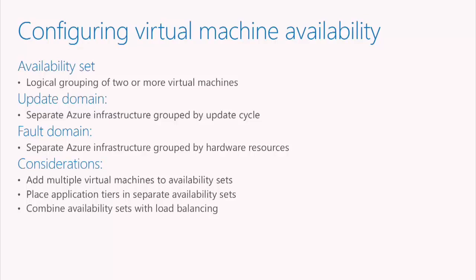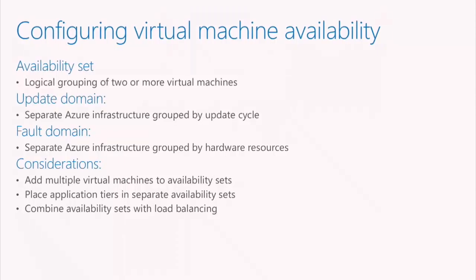You would have multiple VMs in an availability set. Application tiers would be in separate availability sets, and then you could combine this with load balancing to make sure that you equally distribute. And we're going to talk about load balancing in a later module, but to make sure you can equally distribute all the load across all the different physical locations and physical pieces of hardware within Azure. So let's take a look at how we create and configure availability sets.